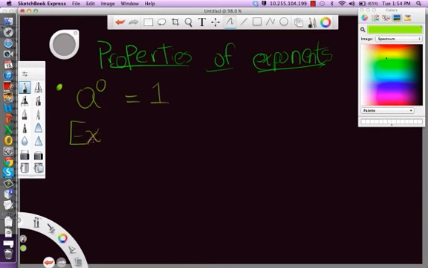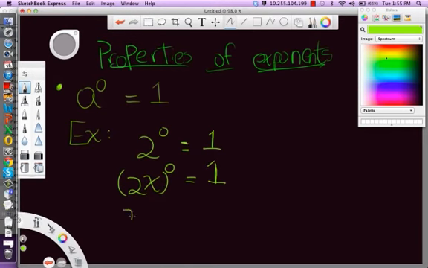For example, if I have the base 2 to the power of 0, my result is 1, according to this rule over here. If I have the base 2x raised to the power of 0, again, we see that because of the parentheses, the 2 is affected by the 0, and so is the x. So our result becomes 1.